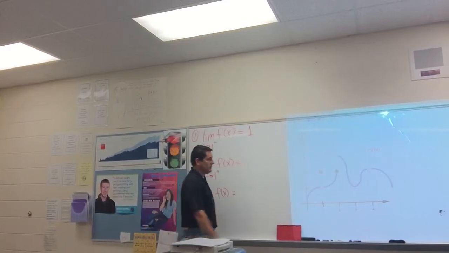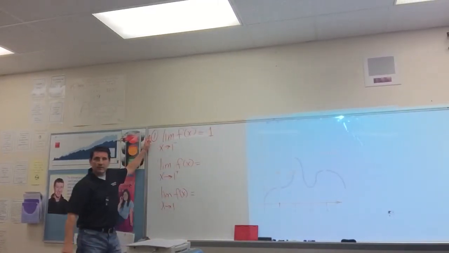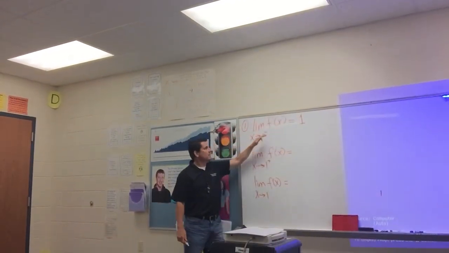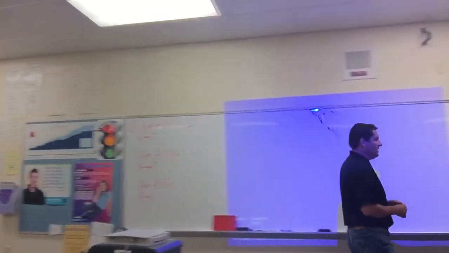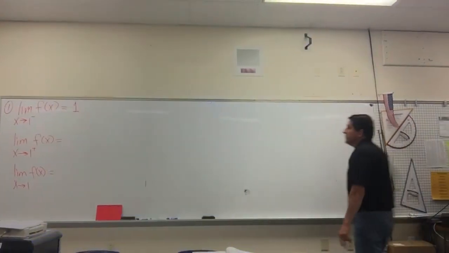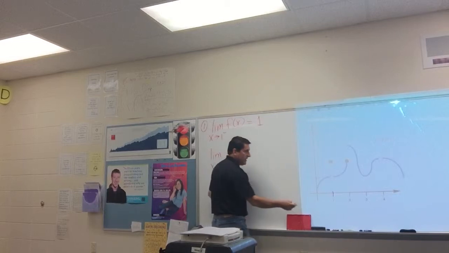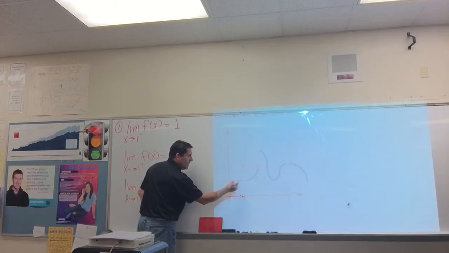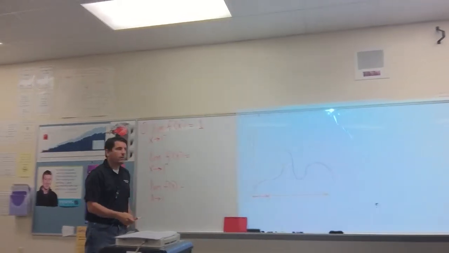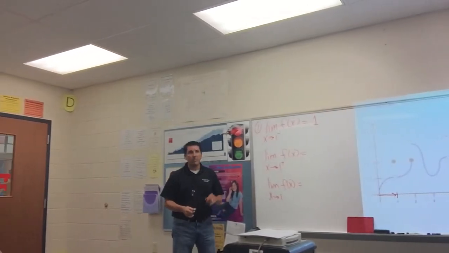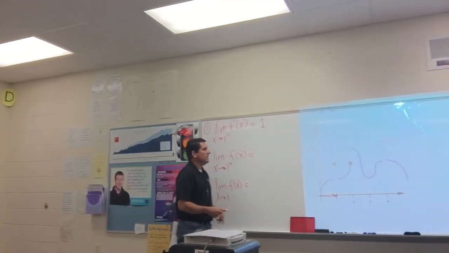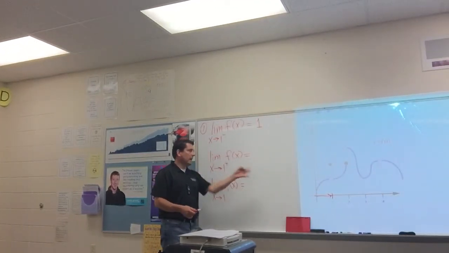Answer is 1. The reason is because the way we read this, you must understand the language. The limit of f of x as x approaches 1 from the left is 1. This is the notation for it. The justification is this. As we approach x equals 1 from the left, we're only looking at the y values, and we're looking at what is the expected value if we were to actually hit 1. We're not looking at actually what happens at 1, just as we get infinitely close. And it looks like if you were a betting person, the answer would be 1.